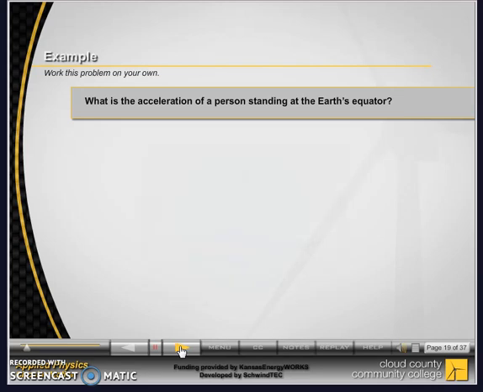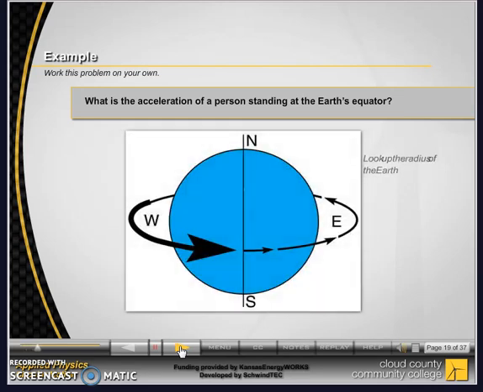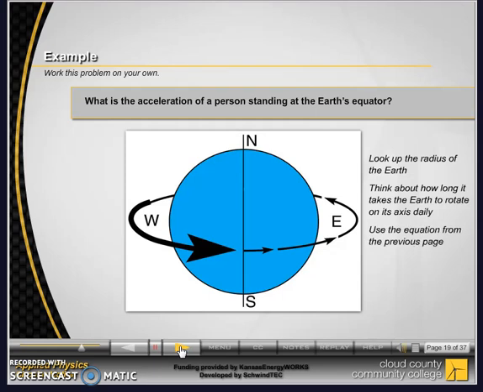Here's a problem to work on your own. You will need to look up the radius of the Earth as well as think about how long it takes the Earth to rotate on its axis daily. Using this information and the equation from the previous page, what is the correct answer to this question?